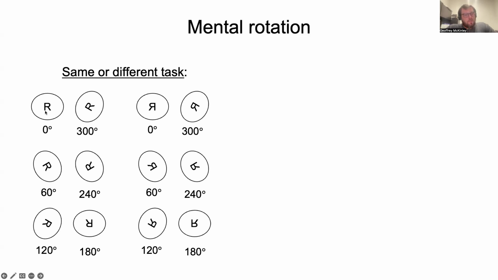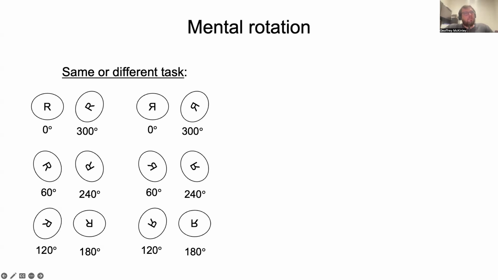For example, I believe that these would be the same. This is an R that's not flipped, not reversed like this one is. So you would say that these two R's are the same, even though you have to rotate one of them, but you don't have to flip it. You don't have to take the edge of the R and turn it over. So you would say these two are the same. These are the same, but this would be different from this, right? And so that's the task.